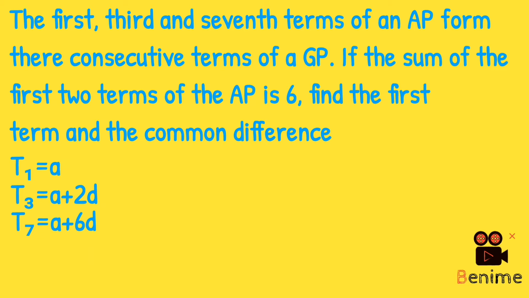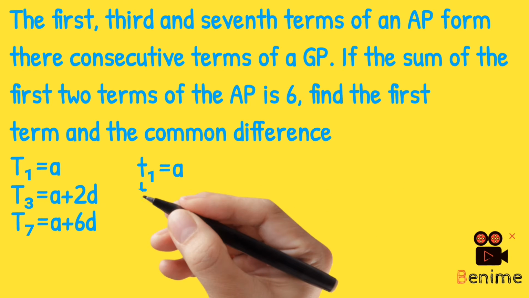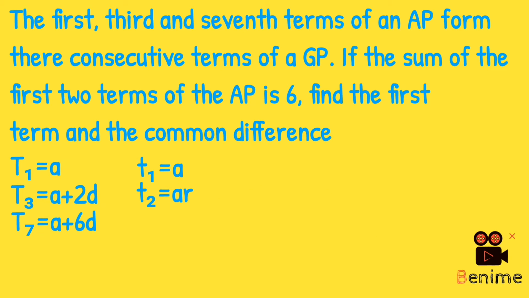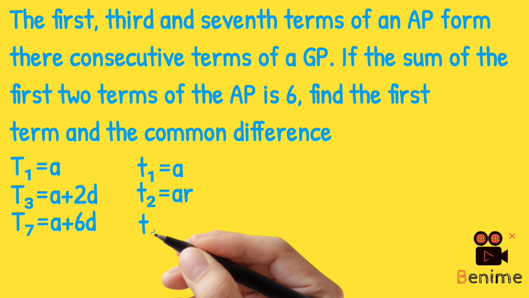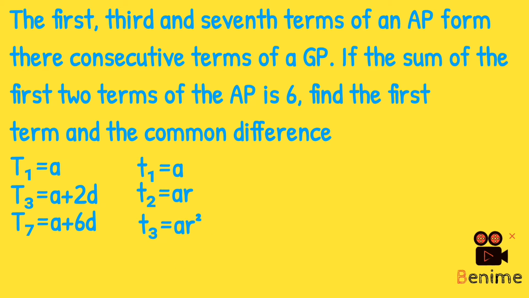Now for the GP, the first term is a. I'm representing the AP part with capital letter T, and the GP part with small letter t. So when I say for the AP, T3, T7, I'm using capital letter T. Now for the GP part, I'm using small letter. So small letter t1 is a for the GP. Small letter t2 is ar. Small letter t3 is ar to the power of 2. That's your GP formula.